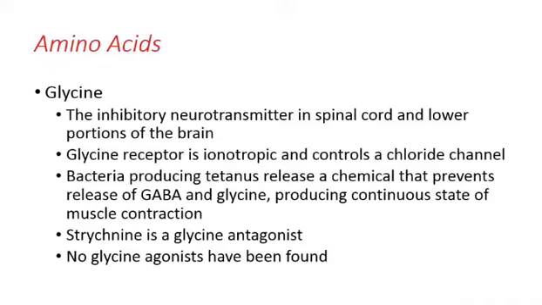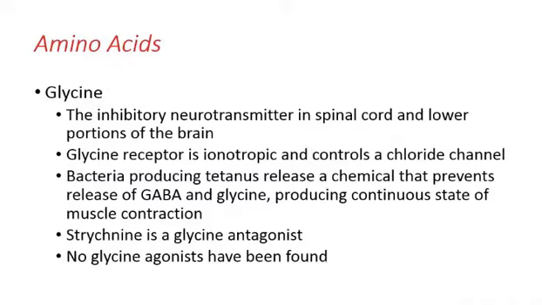Glycine is the third of the 3 main amino acid neurotransmitters, and that's the inhibitory neurotransmitter that's found in the spinal cord and then the lower portions of the brain stem. The glycine receptor is ionotropic and controls the chloride channel. The bacteria that produce tetanus actually release a chemical that prevents the release of both GABA and glycine, promoting a continuous state of muscular contraction. And strychnine is a glycine antagonist. There have not been any glycine agonists that have been found, though.